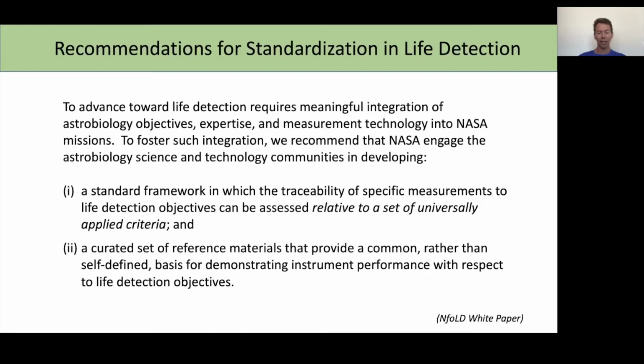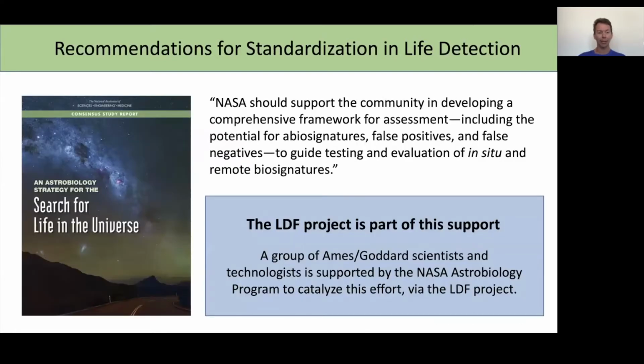And the first recommendation actually echoes something that the National Academies suggested in the Search for Life in the Universe Astrobiology Strategy report. So they said NASA should support the community in developing a comprehensive framework for assessment, including the potential for biosignatures, false positives, and false negatives, to guide testing and evaluation of in situ and remote biosignatures. And really the operative words from the standpoint of today's talk are that NASA should support the community. So the community is you, and NASA's support is coming in the form of the Life Detection Forum project.